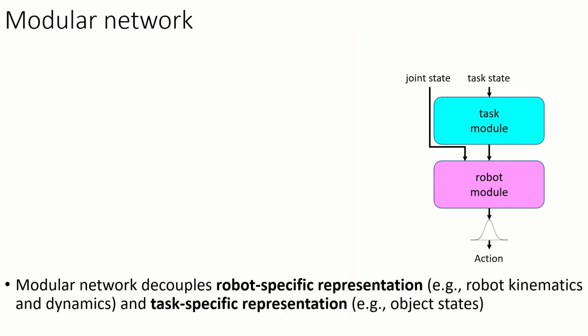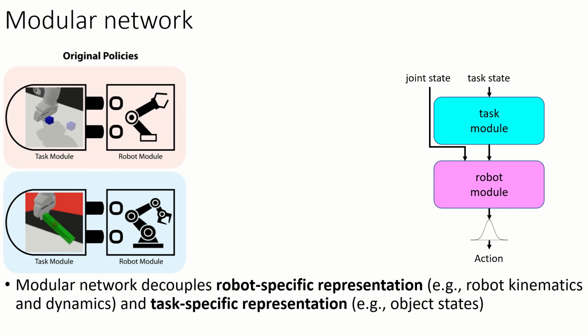We adopt a modular network that decouples robot and task-specific representation. The task state is the observation of the object and the goal position, while the joint state contains the angles of the robot joints. The robot module takes in the embedded states from the task module and the joint states and outputs the action.